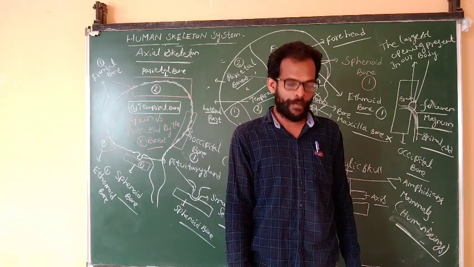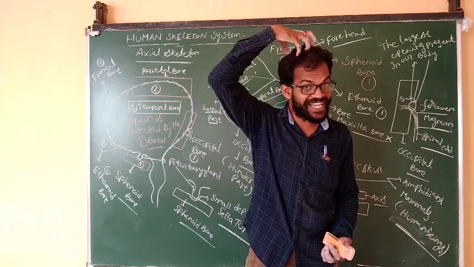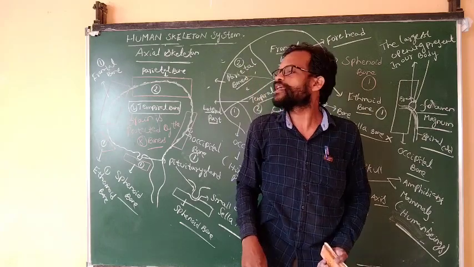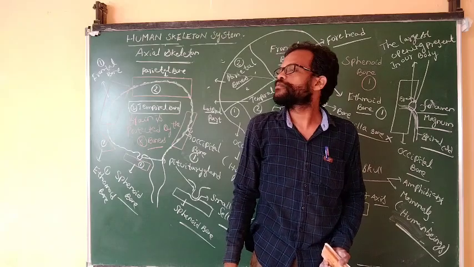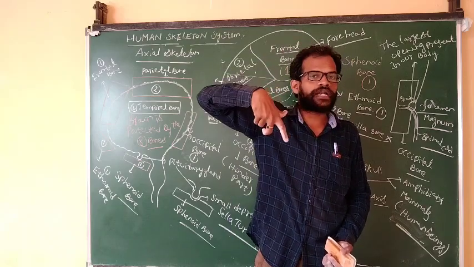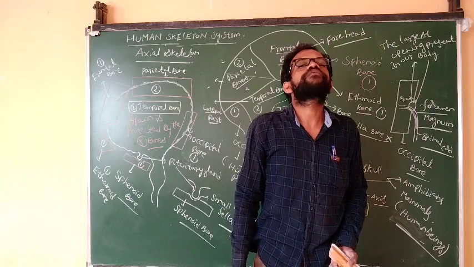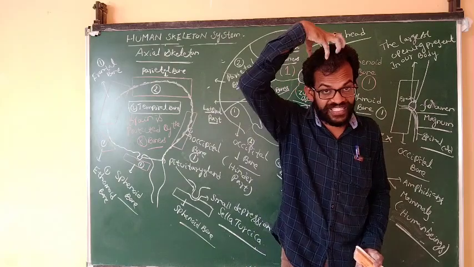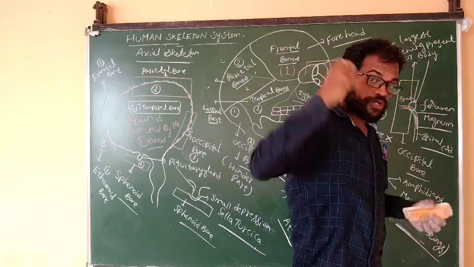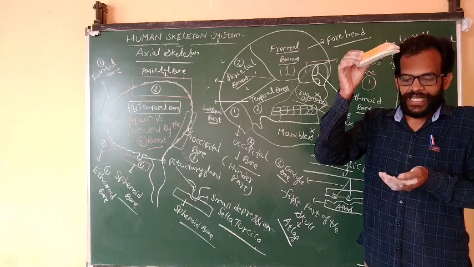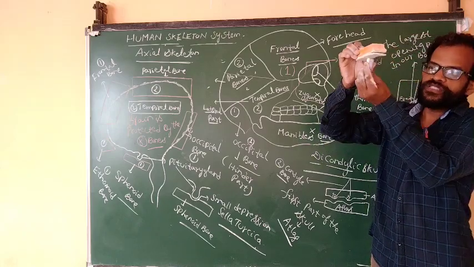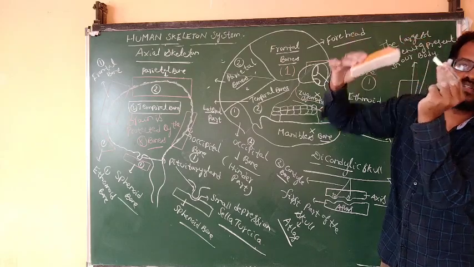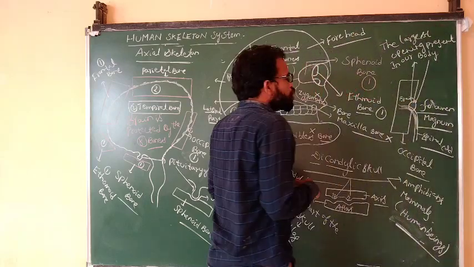Dicondylic skull means the skull is attached to the vertebral column with the help of two condyle bones. That is nothing but dicondylic. It is not 360 degrees movement; there is only limited movement. The skull is attached to the vertebral column with how many bones? Two bones, with the help of the dicondylic skull.